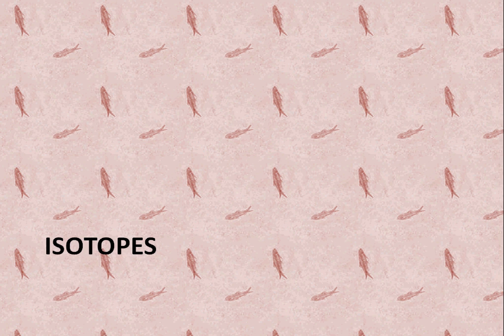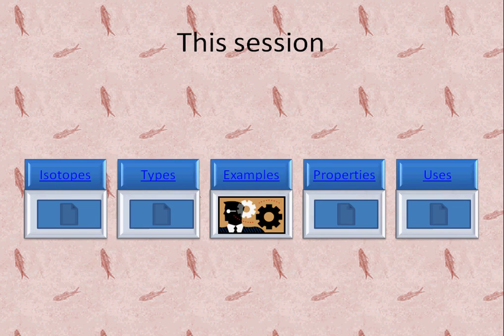Friends, today I'm going to start with a new topic which is called isotopes. To make you more clear about this topic, I have subdivided this topic into 5 sections. First is the isotope. We'll cover the concept and the meaning of isotope. Second, types of isotopes. Third, examples of isotopes. Fourth, properties of isotopes. And last is the uses of isotope.